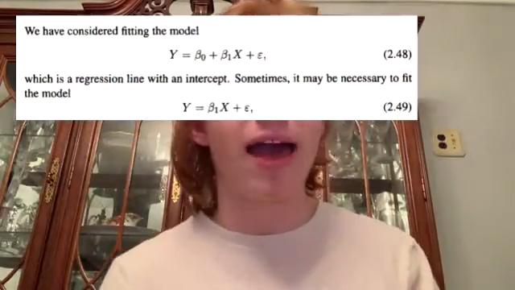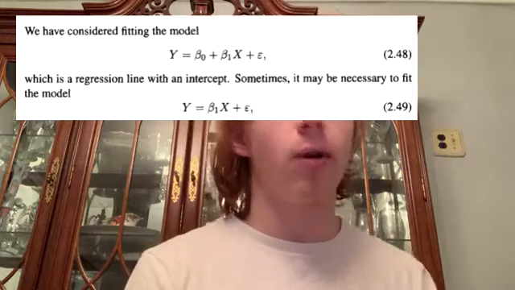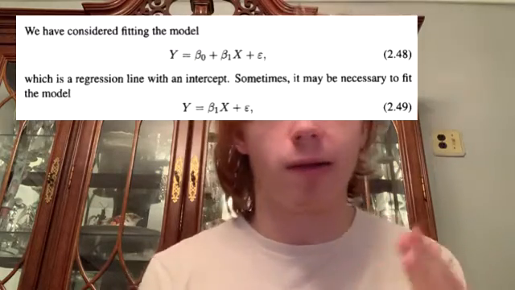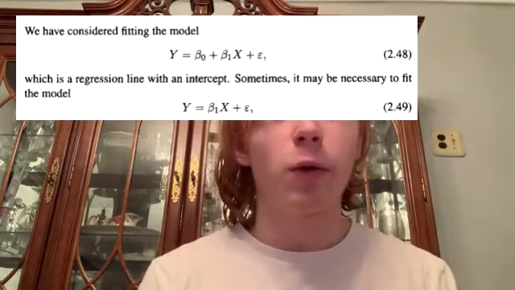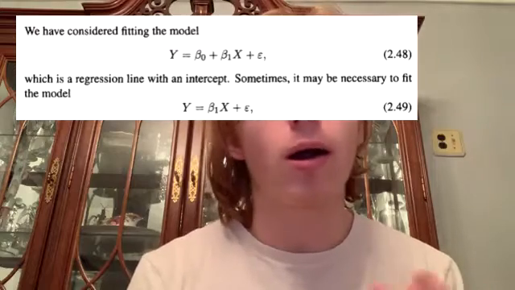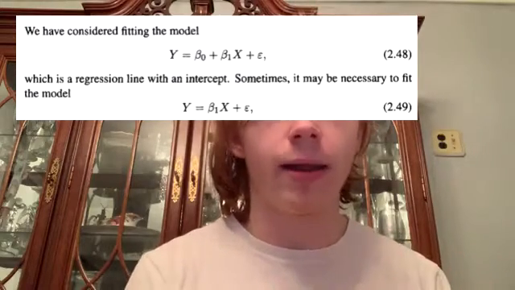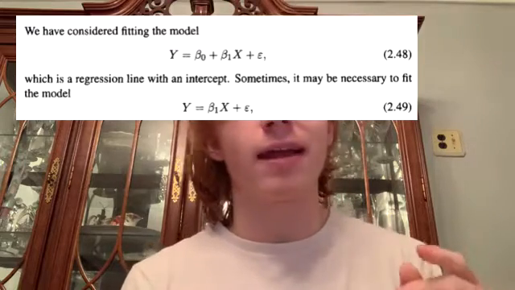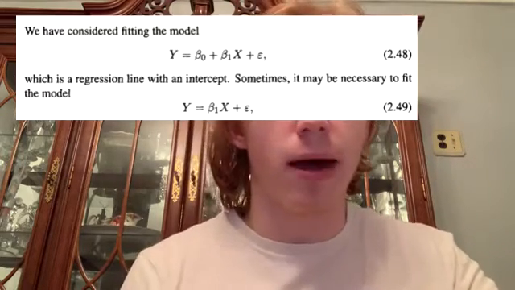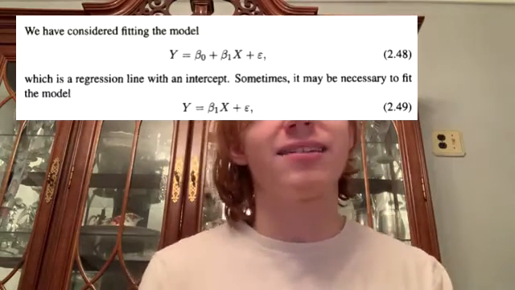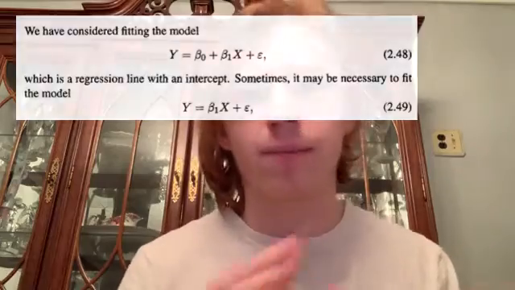We have previously considered fitting the model y equals beta sub 0 plus beta sub 1 multiplied by x plus epsilon. However, we must also account for the example without an intercept, or y equals beta sub 1 multiplied by x plus epsilon. This second model is known as a no-intercept model, and this may have to be used in occasions where the line does not pass through the origin.